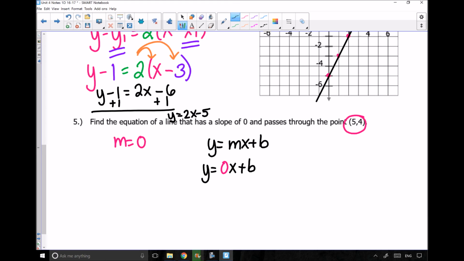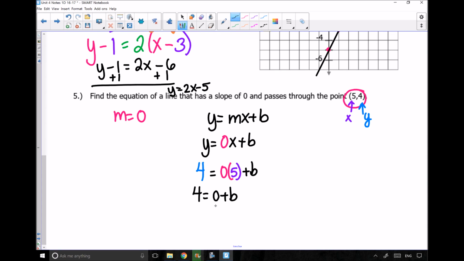And here I know that my x is 5 and that my y is 4. So here I'm going to replace the y with 4 equals 0 times my x, which is 5, and then I'm going to solve for b. So I get 4 equals 0 plus b. Well, 0 plus b is just plain and simply b, so I know b equals 4. So that means my equation is going to be y equals 0x plus 4. But do I have to write the 0x? Not necessarily, so I can just say y equals 4.